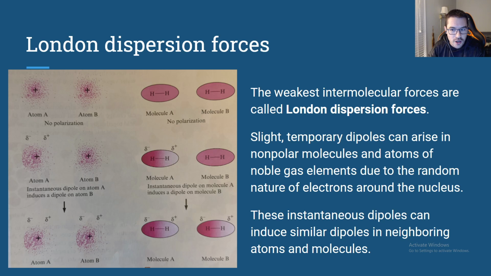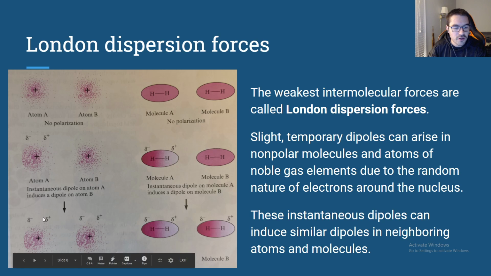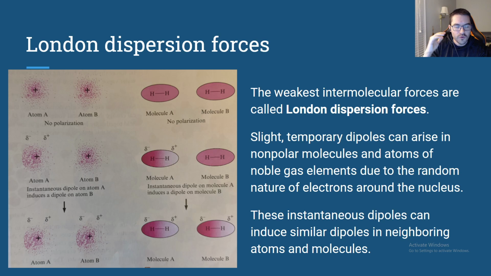Dispersion forces can occur in non-polar molecules and in atoms of noble gases, for example, where there's no bonding at all. Okay? So these dispersion forces are temporary, but they do impact the properties of these substances to a lesser extent, though, than dipole-dipole forces. Okay, so dispersion forces, or London dispersion forces, are weaker intermolecular forces, but they are there, and they do influence the properties in substances like nonpolar substances and noble gases.